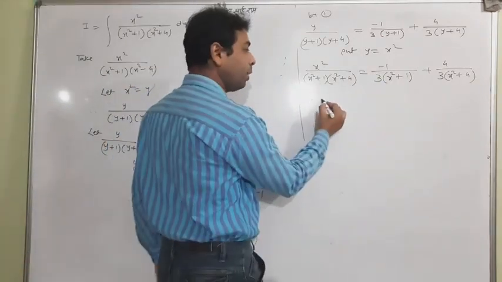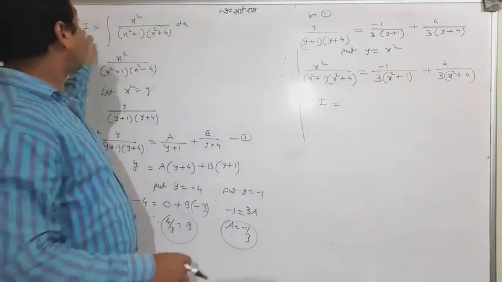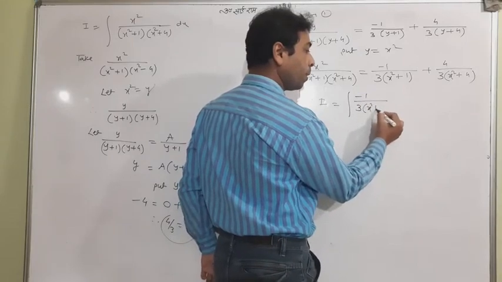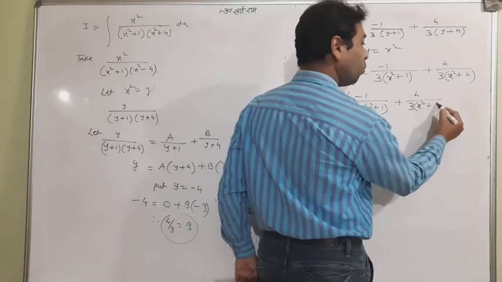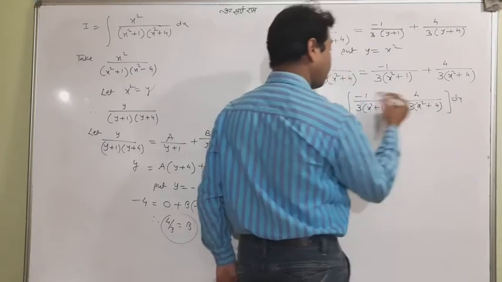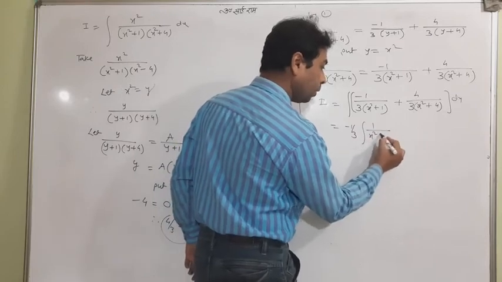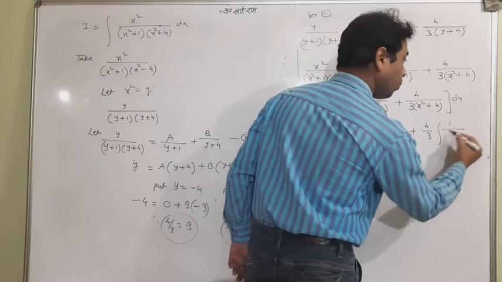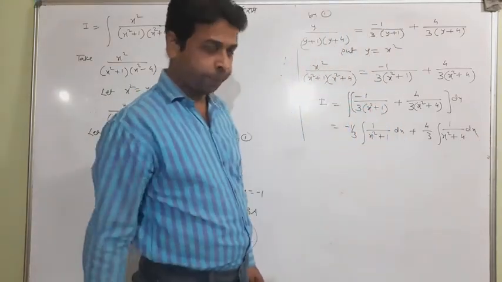Now it's time to integrate I, because when you put this value here, it is I. So I will be minus 1 by 3 x square plus 1 and 4 upon 3 x square plus 4. Now separate the integration in two parts: 1 by 3, 1 upon x square plus 1 dx, and 4 by 3, 1 upon x square plus 4 dx.